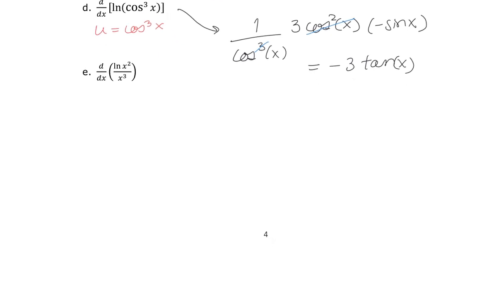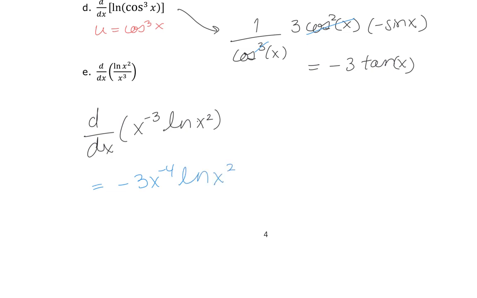On e, I have either a quotient rule or a product rule, and I'm more inclined to rewrite this as a product rule. So I can write this as x raised to the negative 3, the natural log of x squared, because I like the product rule better than the quotient rule. So this derivative would be equal to negative 3x raised to the negative 4, the natural log of x squared.